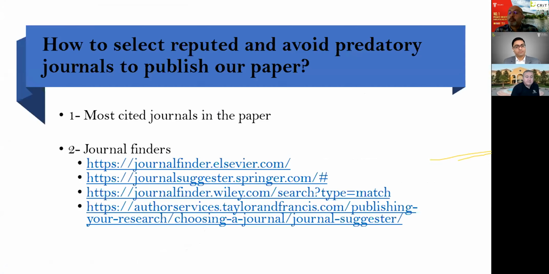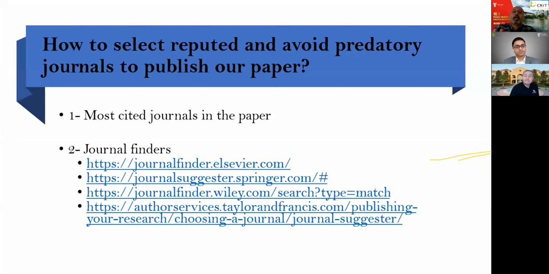One of the maybe easiest ways is to look at your references list and see which journal you cited most, right? Which journal you cited most. So it means this journal is interested in your topic. So this can be a way. It doesn't always work, but it can be a way to start when you are looking for a journal.